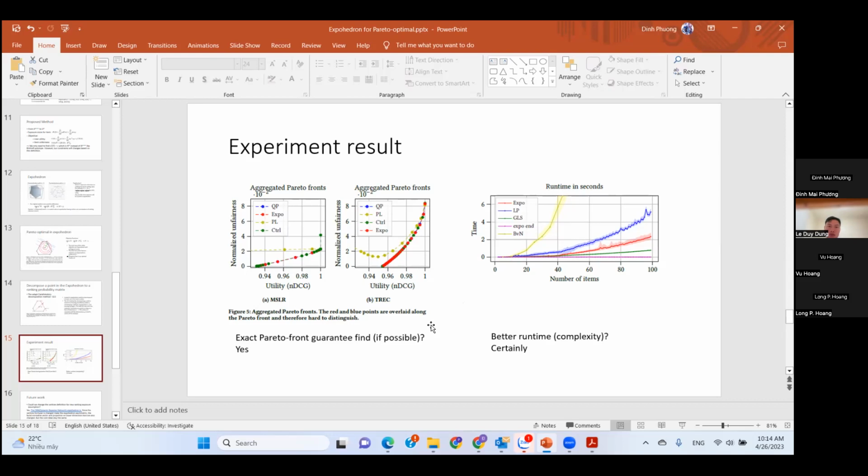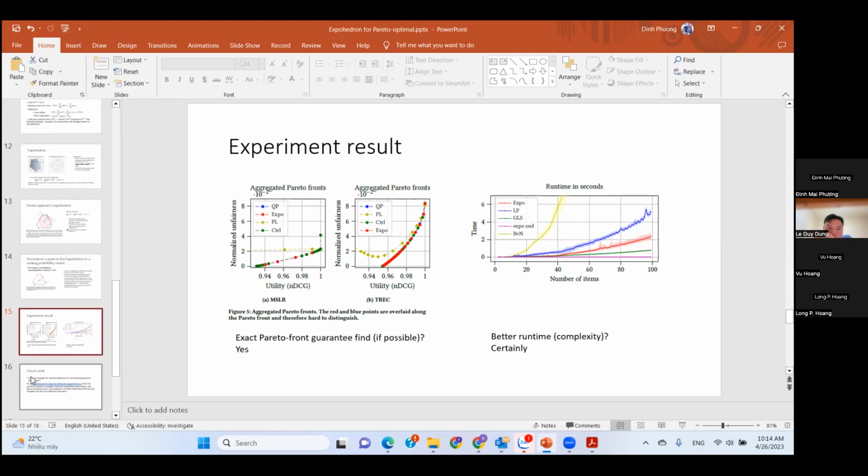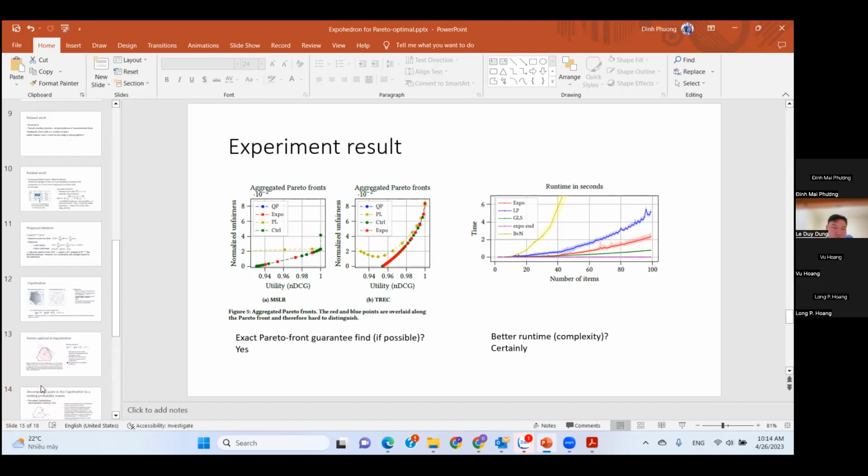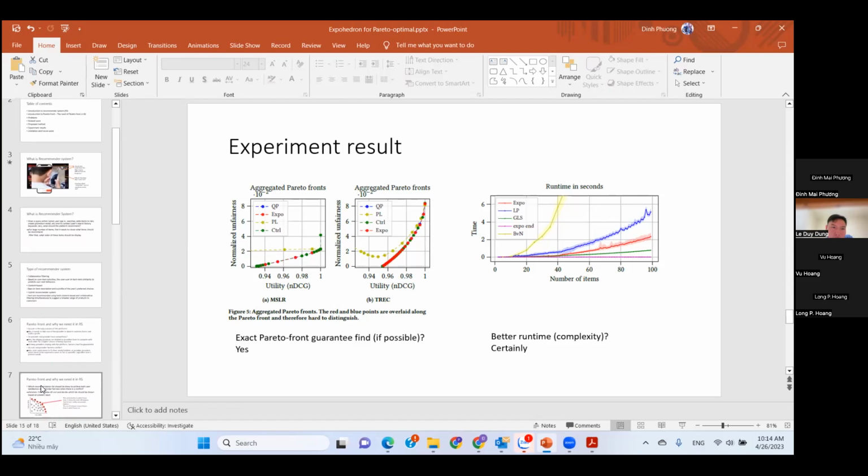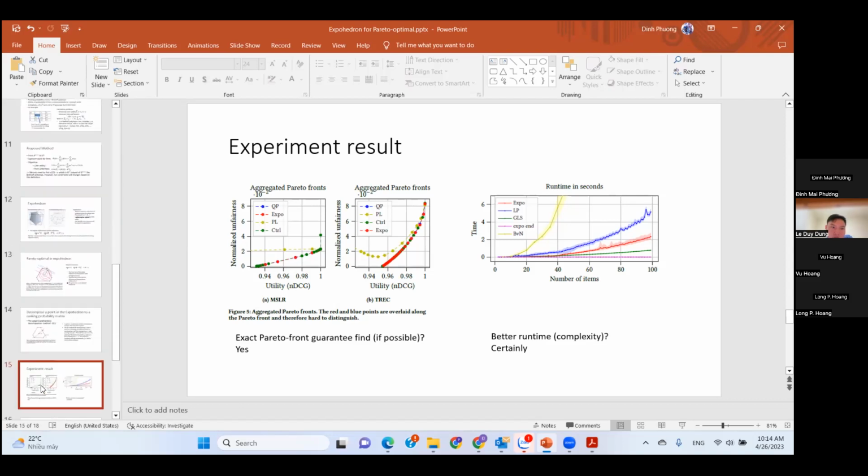So I think this is a very interesting way to find a Pareto front. Instead of just trying to use an algebraic algorithm to solve the problem, you could think in the geometric way. So again, that's the whole idea of the paper introducing the Expohedron for finding the Pareto front.